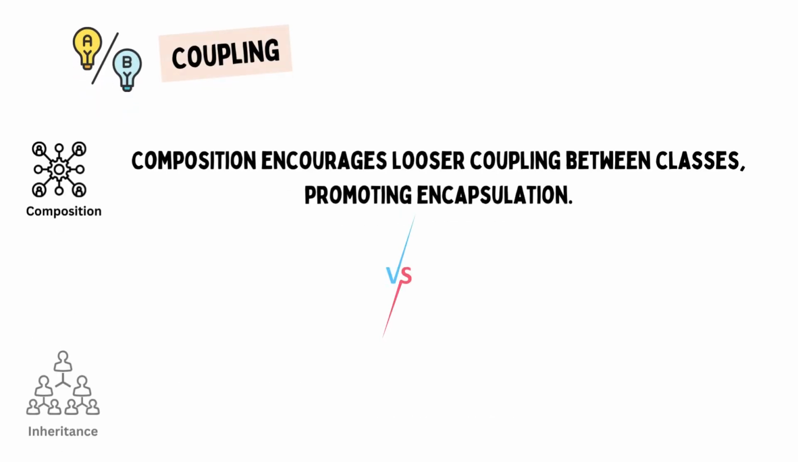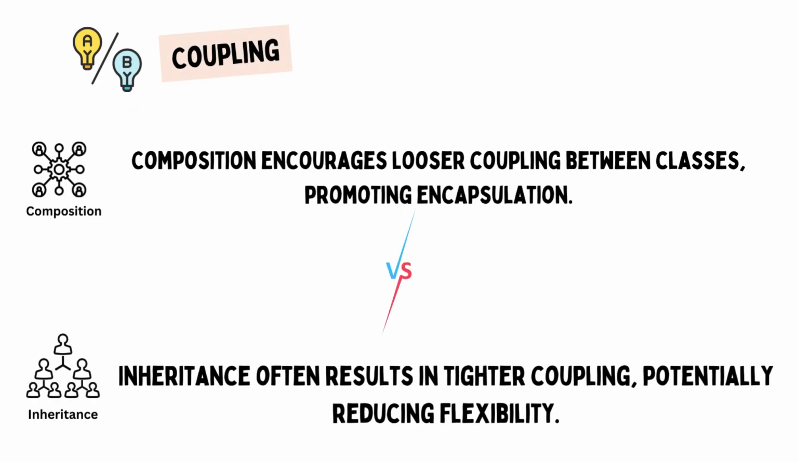At the end we have coupling. Composition encourages looser coupling between classes, promoting encapsulation. And inheritance often results in tighter coupling, potentially reducing flexibility.